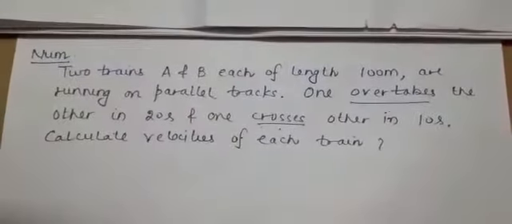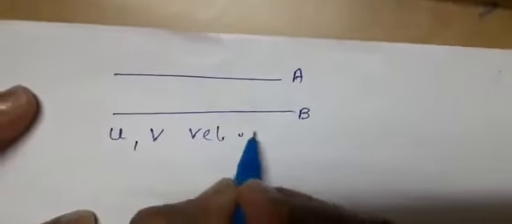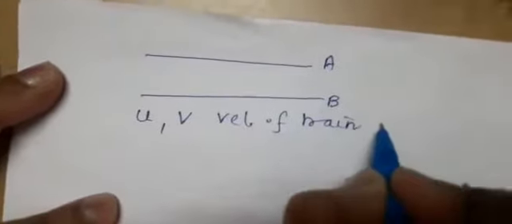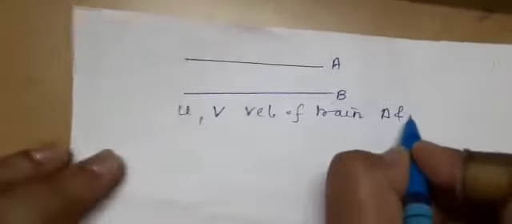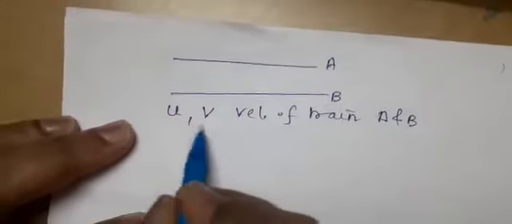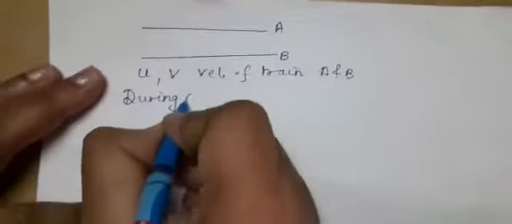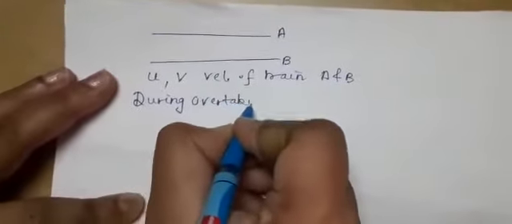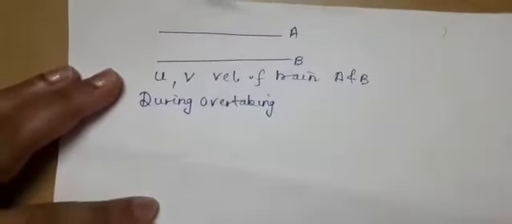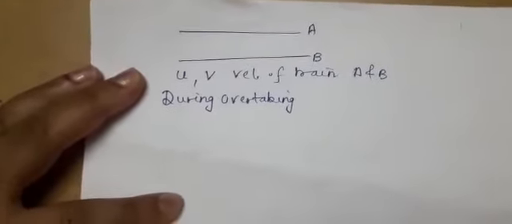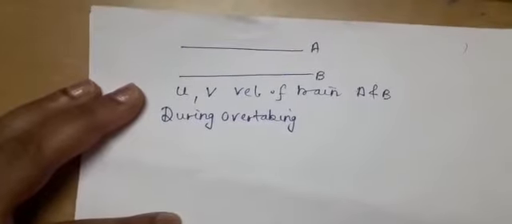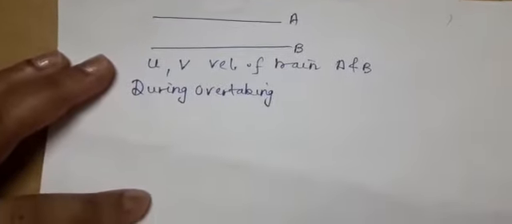Let's see how. So here two trains are moving on two parallel tracks A and B. Let me take U and V to be the velocities of the two trains. As the trains are A and B, we will take the velocities of A and B as U and V. Now, as per the second line of the numerical, during overtaking, it took 20 seconds. And during crossing, in that particular case, it takes 10 seconds.